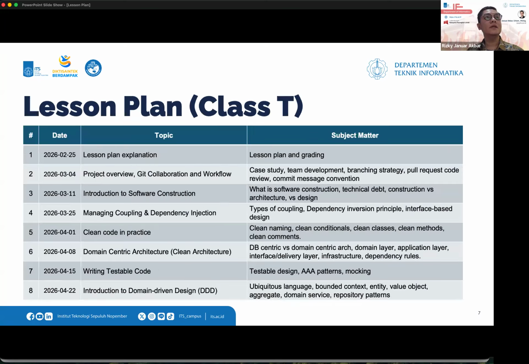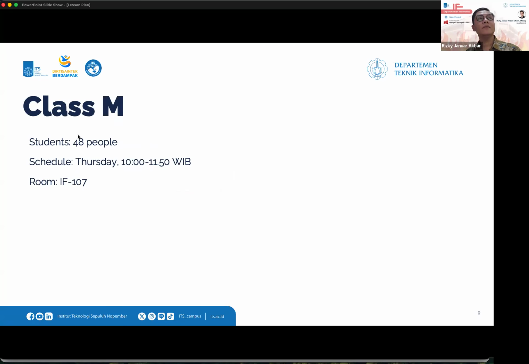This one is not class T. This one is class M. We have 48 students. 45 of them are from the software engineering bachelor program, and I think that we have three students from the informatics international undergraduate program. For those three, could you please raise your hand just to make sure that you follow the correct class? Because I have two classes, class T and class M.